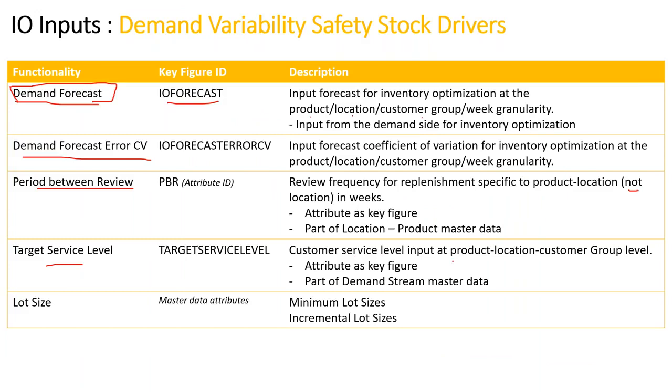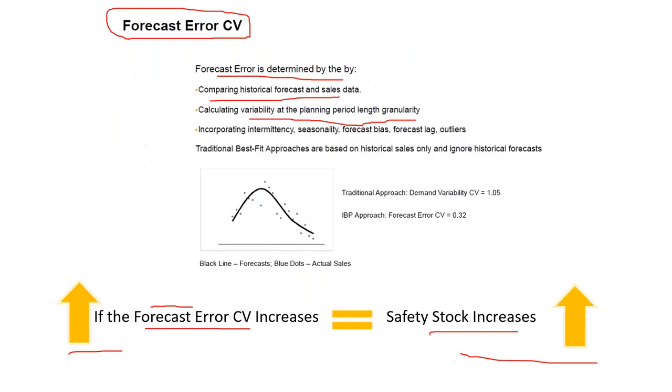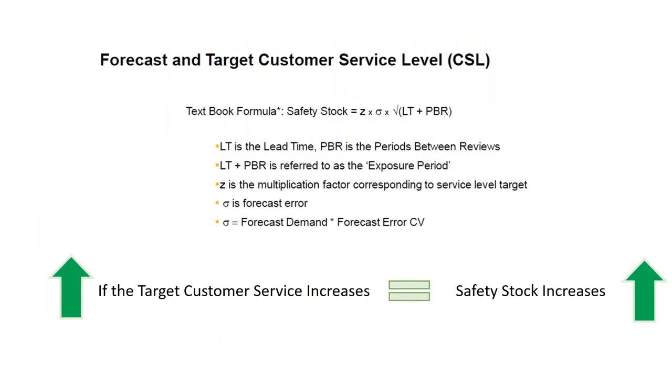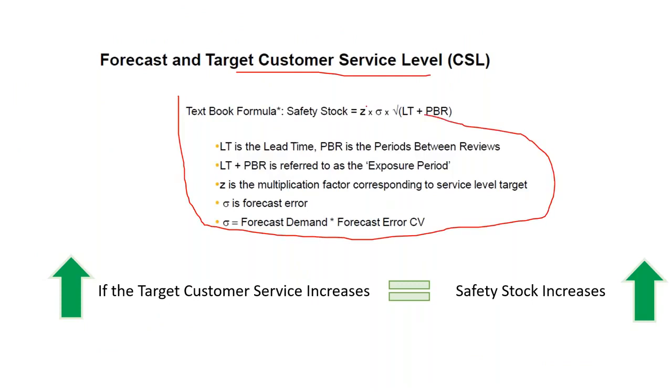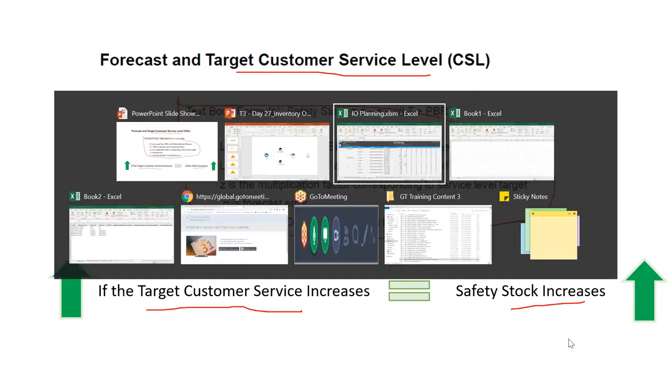Next is target service level. It is the customer service level input at product, location, customer group level. Again, target customer service level. There's some math on it. But the point is that if you increase your target customer service level, your safety stocks would increase. So let's do that also here.